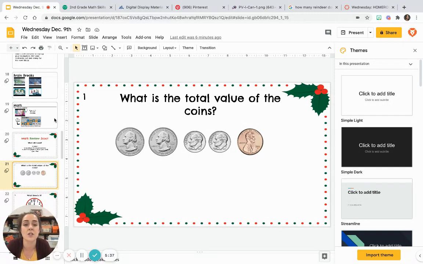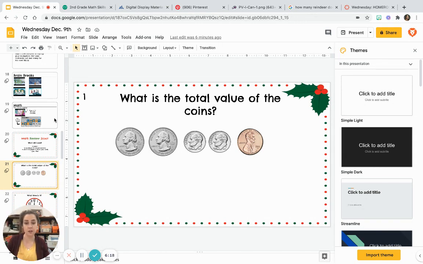Now this card says, what is the total value of the coins? So I'm actually going to show that on my sheet. I'm going to use the lines. I'm not just going to go all over the place. I'm going to draw my quarters that I see. Draw one big circle. I'm going to label it with the value. I know that a quarter is 25 cents, so I'm going to write 25. Then I'm going to draw my other quarter, 25. Then I have 2 dimes, 10, 10, and then I have 1 penny.